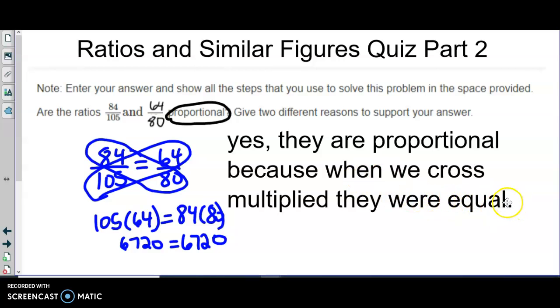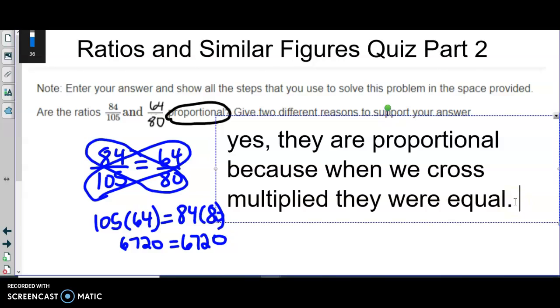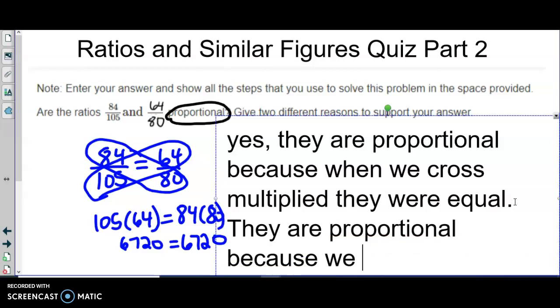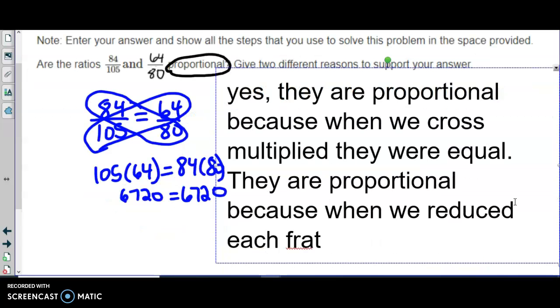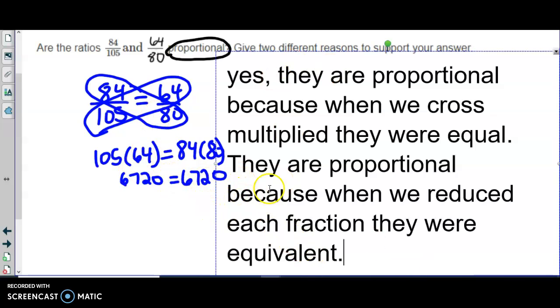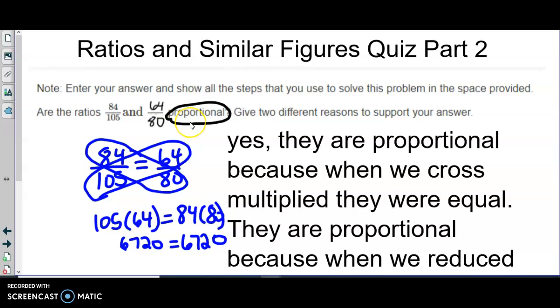They are proportional because when we cross multiplied, they were equal. They are proportional because when we reduced each fraction, they were equal or equivalent. Remember that word equivalent fractions just means the two fractions end up reducing to the same thing. So that would be a full credit answer here. You could show the cross multiplying, you could show the reducing, and then you could write that in your explanation. But these are proportional because when you cross multiply, they're equal, or if you reduce the fractions, they are equal.